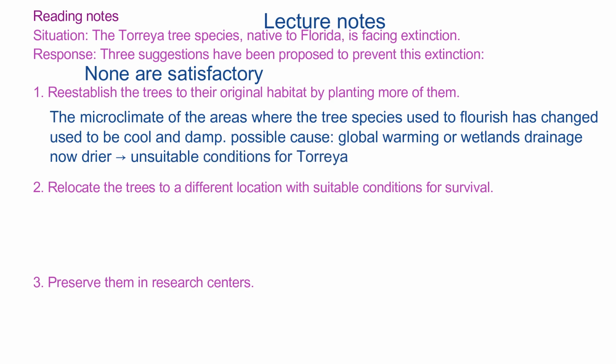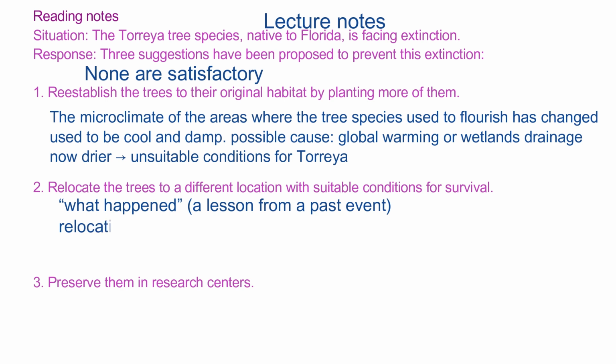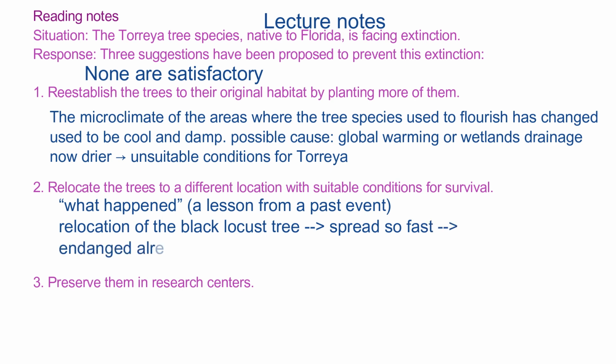Now, about the second solution, relocating Torreya far from where it currently grows, well, let's look at what happened when humans helped another tree, the black locust tree, move north to a new environment. When they did this, the black locust tree spread so quickly that it killed off many plants and trees in the new environment, and some of these plants and trees were themselves already in danger of becoming extinct. So assisted migration can have unpredicted outcomes for the new environment.